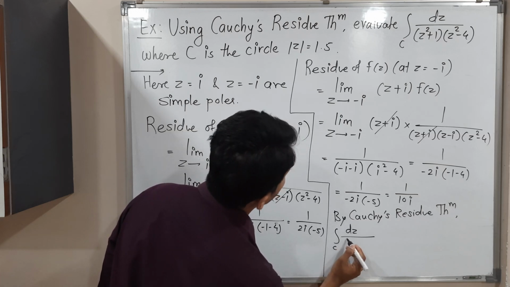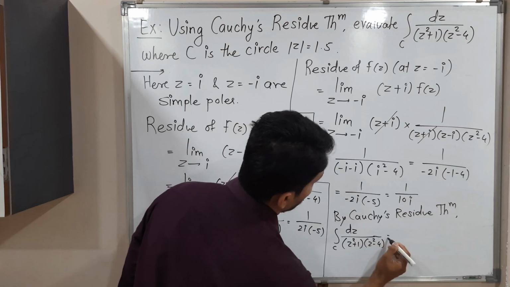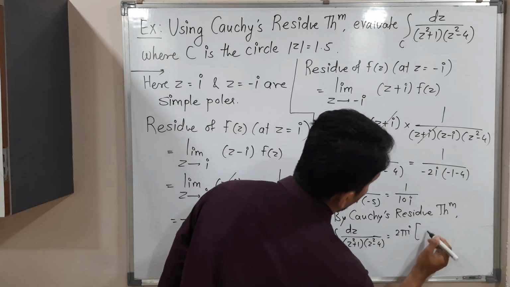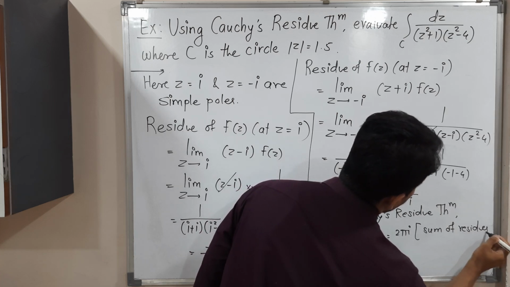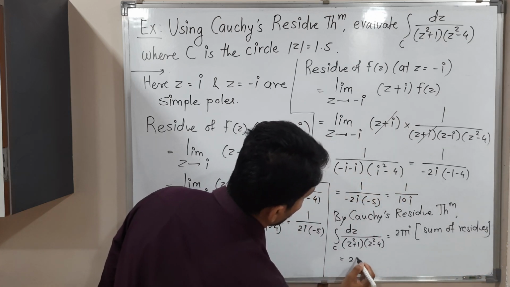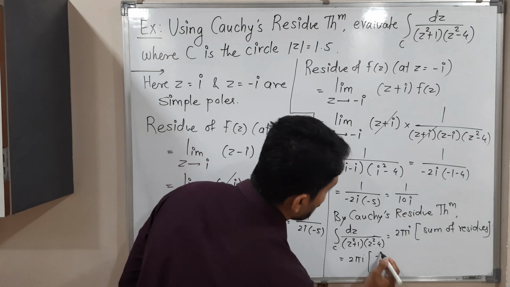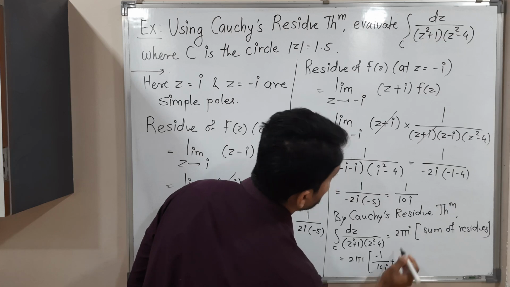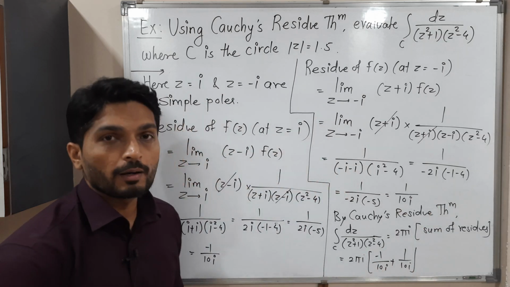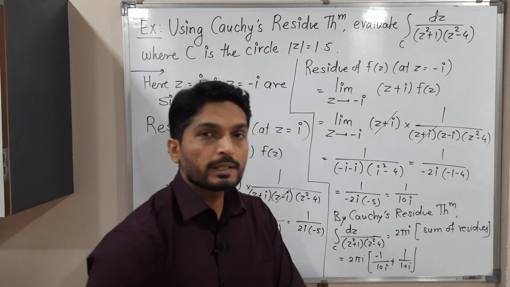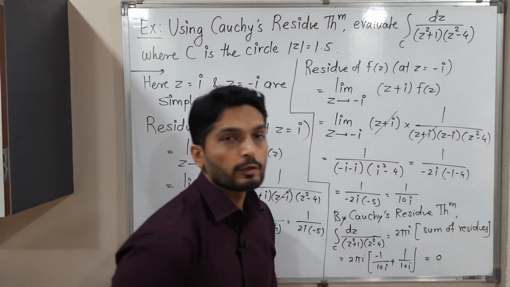The value of the integration is 2 pi i times the sum of residues. So this is equal to 2 pi i times, our first residue being minus 1 upon 10i, and the second being 1 upon 10i. Both residues are the same, just having opposite signs. So if you add, they cancel each other and you get 0. So 0 into anything is 0. So the value of this integration is 0.